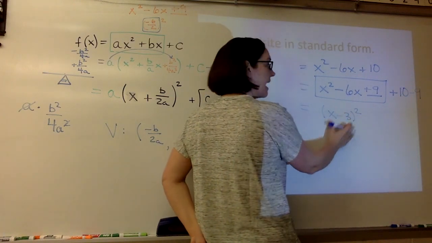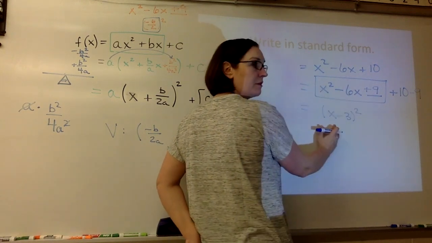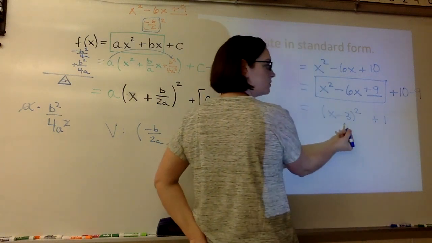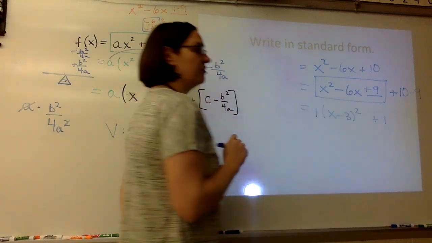If I FOIL this out, I get this. I'm changing the form of what's in the box into a perfect square. And then down here, this gives me a new plus 1. So my vertex would be at 3, 1, where my a value is 1. I didn't have to factor anything out.